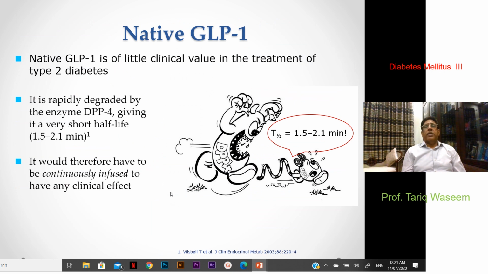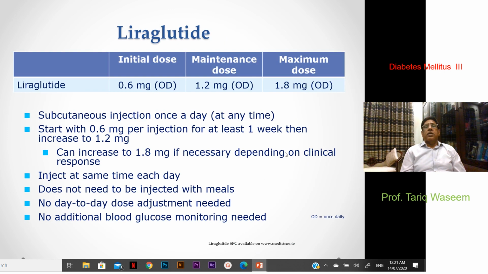As we said, native GLP-1 has a very short half-life of around 1.5 to 2.1 minutes. There are synthetic GLP-1 receptor agonists available. Liraglutide is one example, and this is an injectable form. The dose is around 0.6 milligram once a day. You can increase it to 1.2 milligram and a maximum of 1.8 milligram once a day. The larger dose is basically recommended for managing obesity. It is a subcutaneous injection once a day, and can be started at any given time.